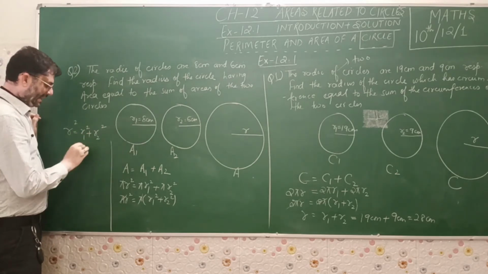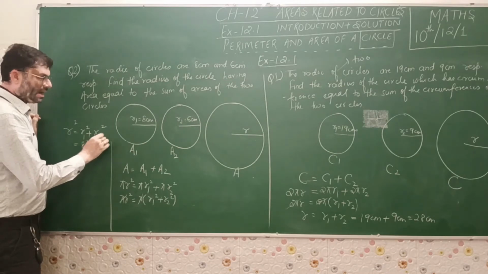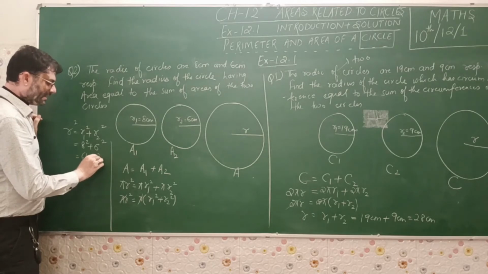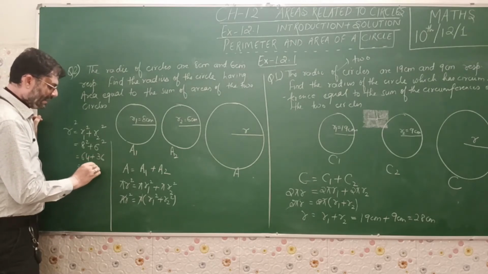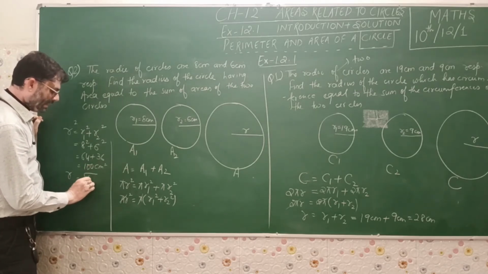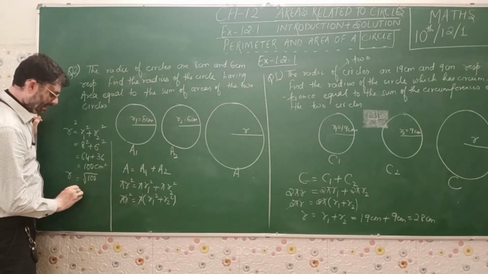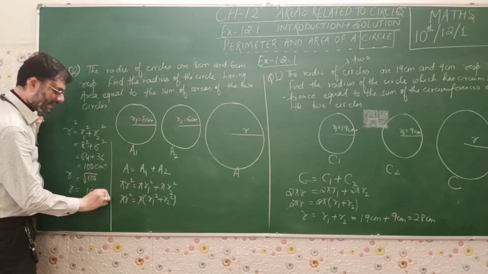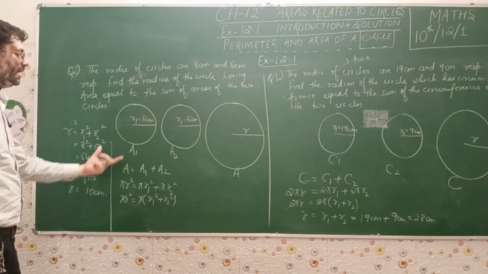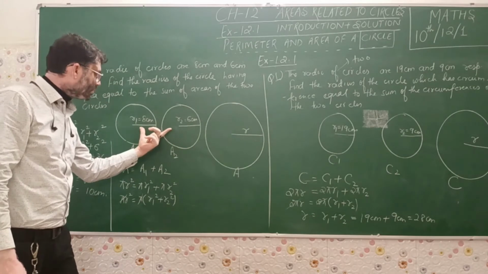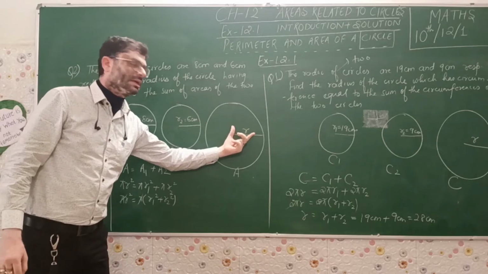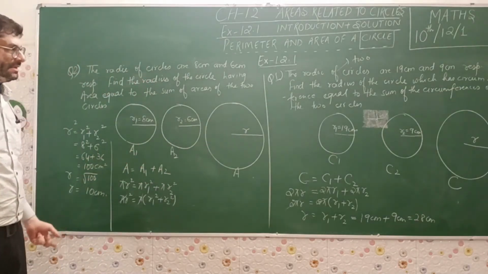Where r1 is 8, so 8 square. r2 is 6, so 6 square. So this is 64 plus 36 is equal to 100 centimeter square. So r will be equal to root under 100. So r is equal to 10. So the radius of the new circle would be 10 centimeter when the sum of the areas of two circles with radius 8 centimeter and 6 centimeter is taken, the radius of the new circle will be 10 centimeters.